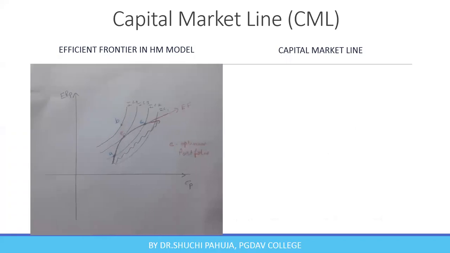See the efficient frontier in the HM model. This was the last figure which we did in the HM model. This arc shows the efficient frontier. All efficient portfolios lie on this particular arc, and then by combining indifference curves and the efficient frontier, we did that we can select the optimum portfolio E.